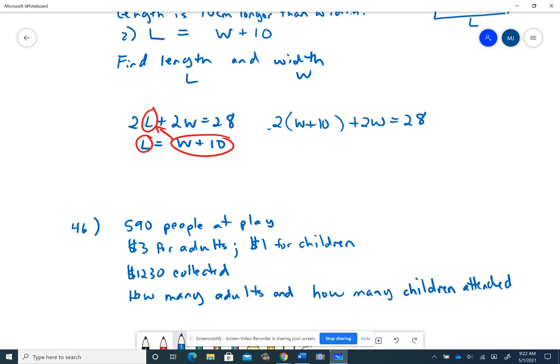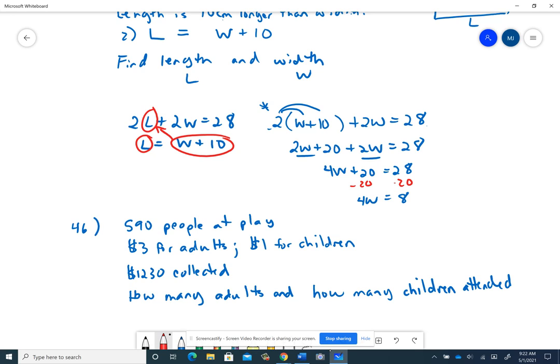Now I have an equation, after I've substituted, that just has W's. So I'm ready to distribute, combine like terms, and then I have an equation I can solve. I'm going to take away the 20, and then divide by the 4. And I wind up with W being 2.